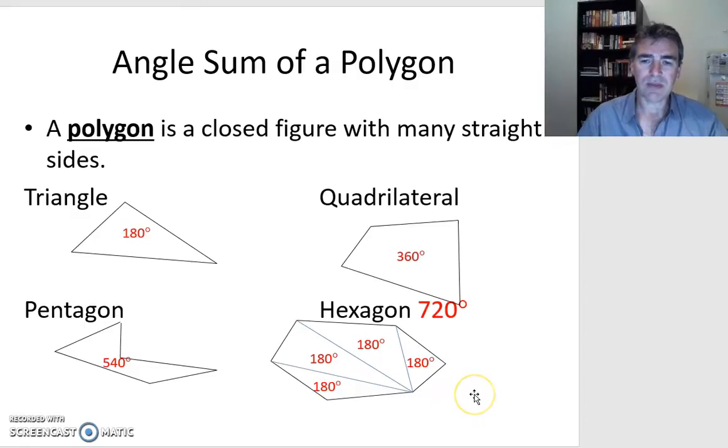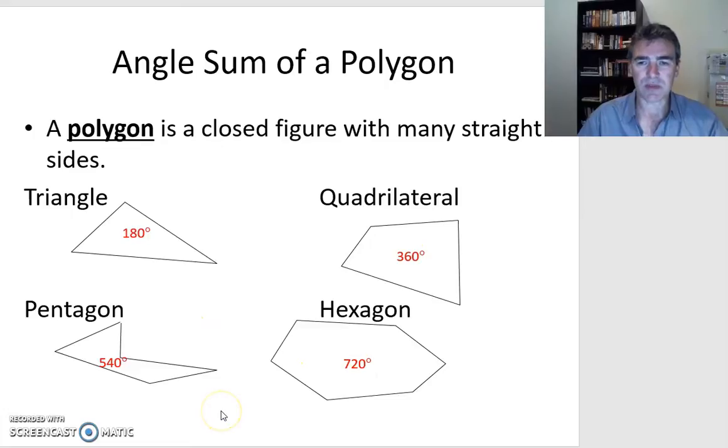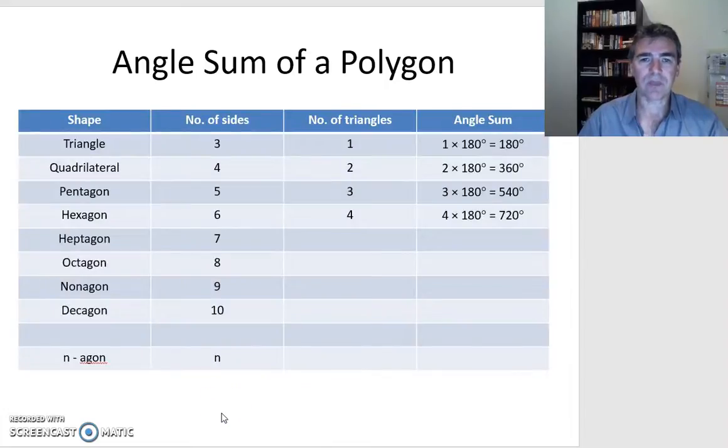Now I could go and do this for the other shapes as well, the nonagon, the octagon, the 7-sided shape, the heptagon, the decagon, 10 sides. But instead of doing all of that, I'm going to do this a different way. I'm going to construct a table. So we already know 180 degrees, 360, 540, 720. So that will help us when I start to do the table.